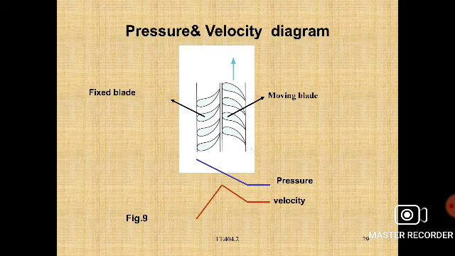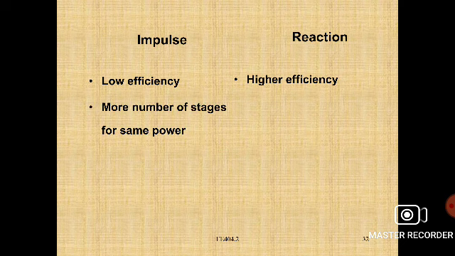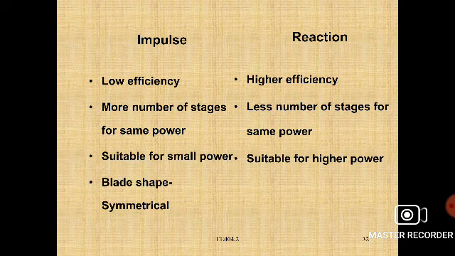Then next one, pressure and velocity comparison. What are the comparisons? In the impulse turbine, a nozzle and moving blade are there. In the reaction turbine, fixed and moving blades are there. The expansion is complete in the nozzle for impulse, and in the reaction turbine it takes place in both fixed and moving blades. The velocity ratio is less than 1 in the impulse turbine. In the reaction turbine the velocity ratio is higher. Blades are symmetrical, with low efficiency here.